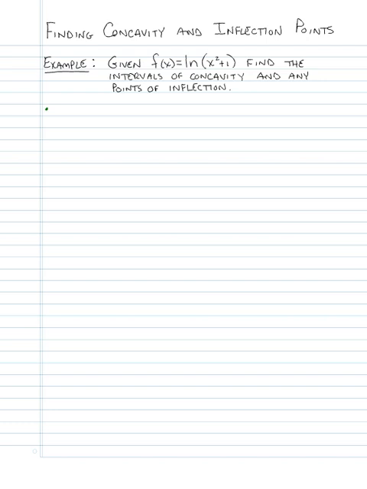Make a point of that each time, because concavity depends on the second derivative, doesn't it? So we need to find f double prime of x. And so we start out looking for the derivative of f itself. Okay, so f prime of x is the first thing that we need to find.